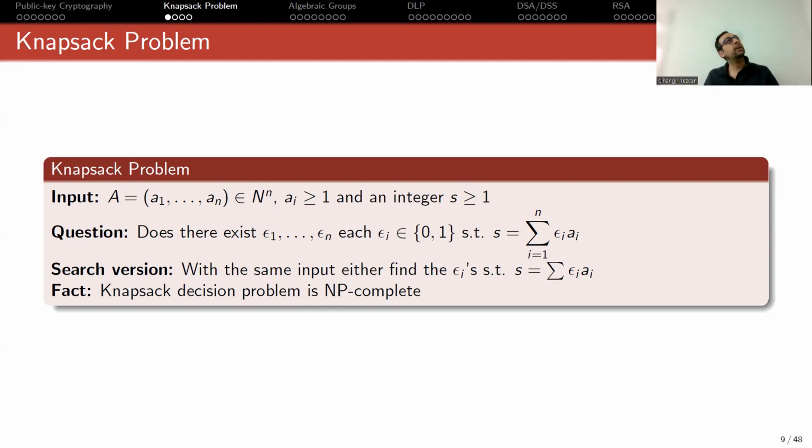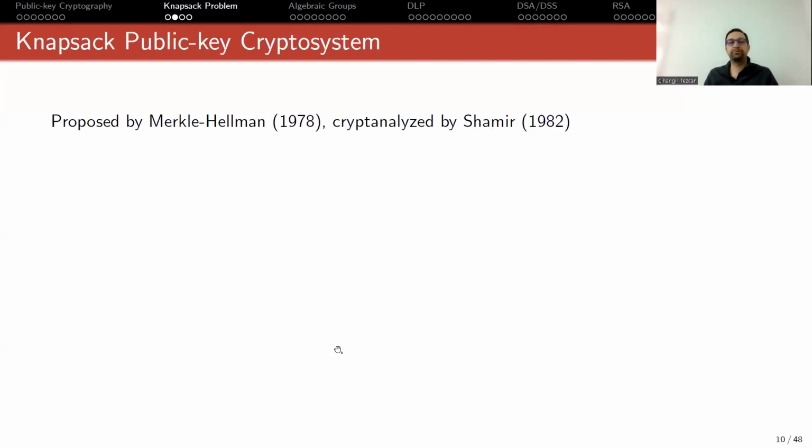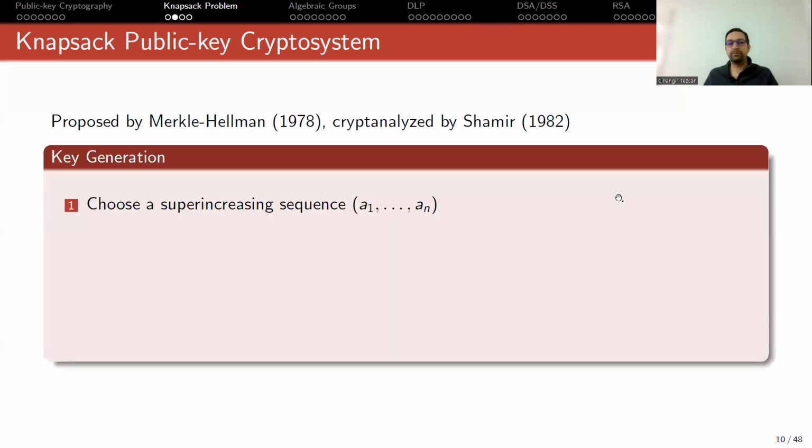It also tells us, can we solve every problem in a fast way? If you can solve NP complete problems in polynomial time, this means that you can also solve almost anything in polynomial time, right? Okay, so let me show you a cryptosystem, the knapsack public key cryptosystem, which is based on this problem. It was proposed by Merkle and Hellman in 1978 and cryptanalyzed by Adi Shamir in 1982.